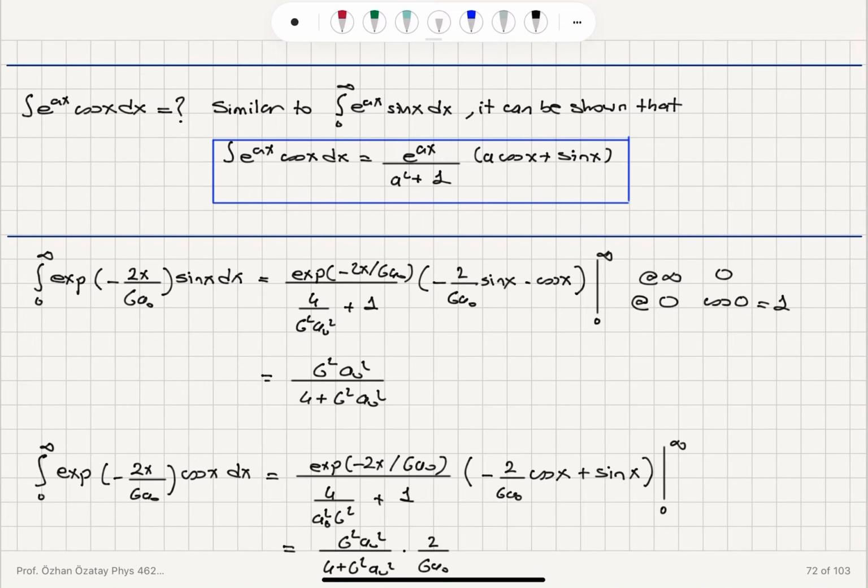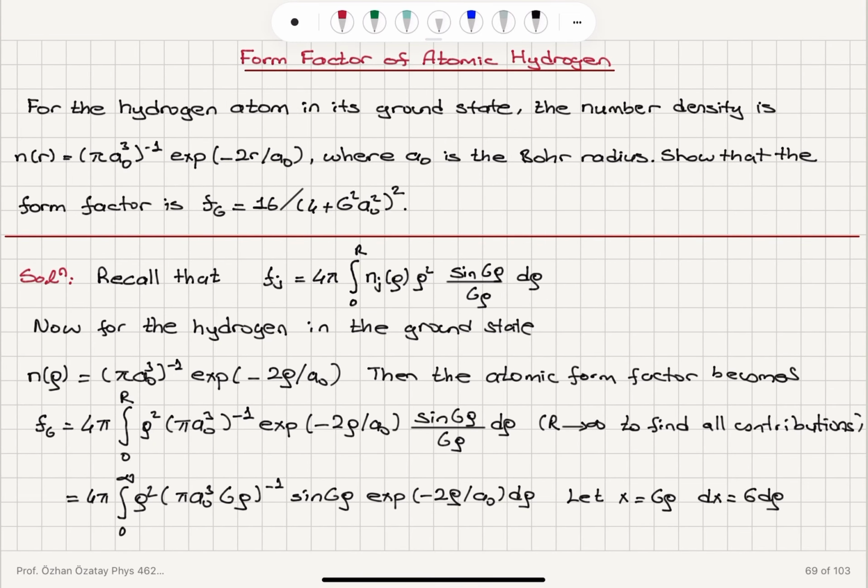Okay, so let's go back and see what we did here. We are given a hydrogen atom in its ground state. The number density is pi A0 cubed to the power minus 1 exponential minus 2r over A0, where A0 is the Bohr radius. We were asked to find the form factor 16 over 4 plus G squared A0 square, parentheses square. So we started with the atomic form factor for a spherical distribution of electrons. That is 4 pi integral 0 to capital R and j of rho square sine g rho over g rho d rho. This is the answer we had in the lecture notes.